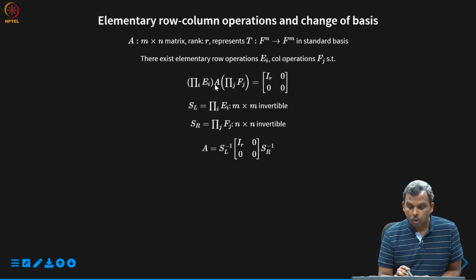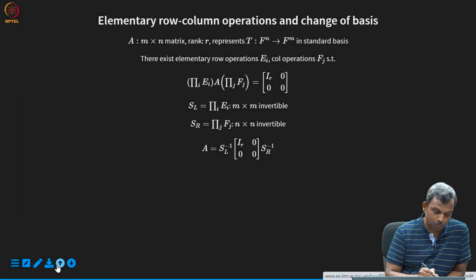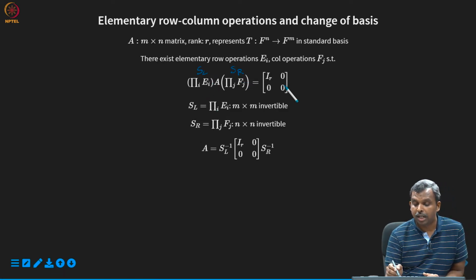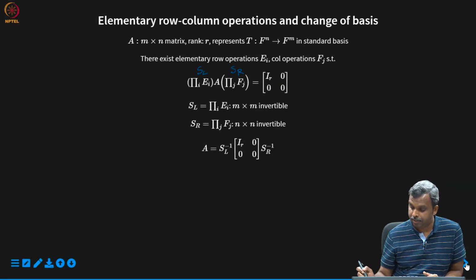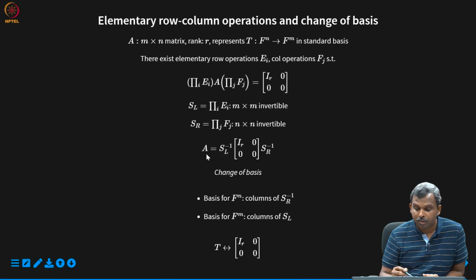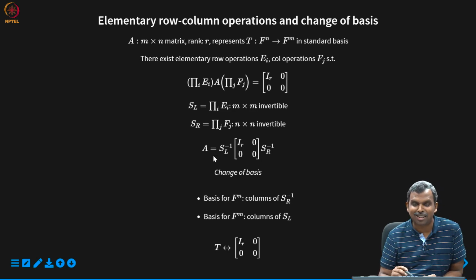If you look at this, this is SL, and this is SR. If I want to push them to the other side, I will get SL inverse and SR inverse on this side. So A becomes SL inverse, this very simple matrix, SR inverse. That is something nice. And what happens when you change basis? This actually represents a change of basis. Whenever you do a change of basis, you multiply like this, some sort of similarity, with this and that not being equal, SL and SR.